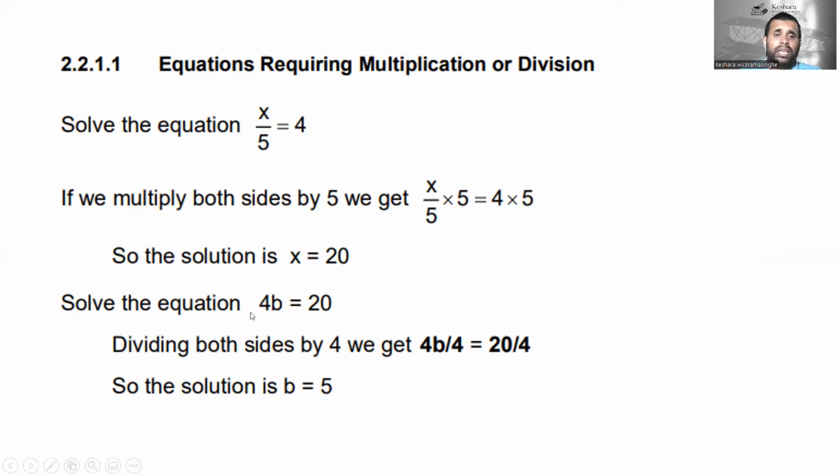So solve the equation 4b equals 20. Dividing both sides by 4 to get the b answer. So how to get the b answer? We have to divide it by 4. As we said in the previous rule, we have to divide this side also by 4. So then b is 5.